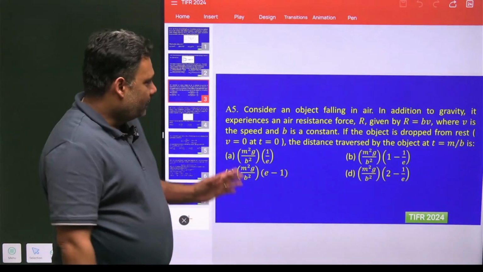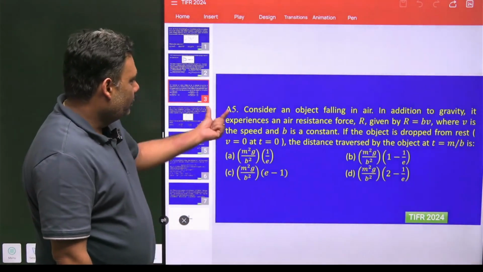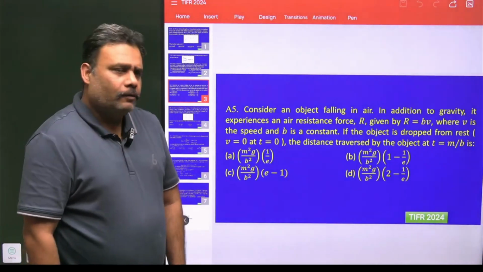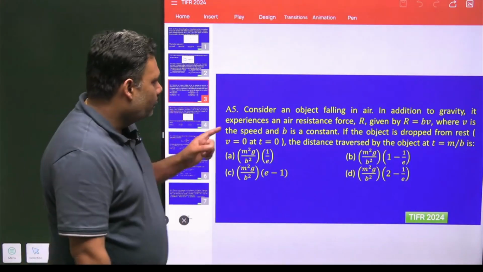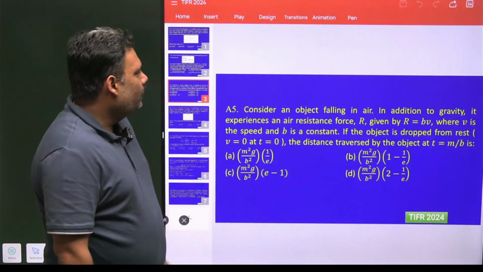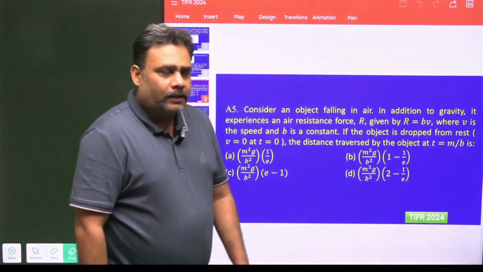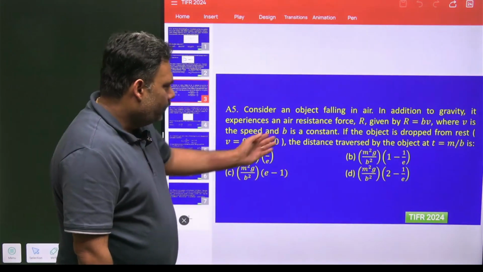Hello friends, so let's try to solve this particular problem. This is from TIFR and the question number is A5. So what is in this particular problem? An object is falling in the air. In addition to gravity, there is some resistance force which is proportional to v, and the proportionality constant is b, where v is the speed and b is a constant.